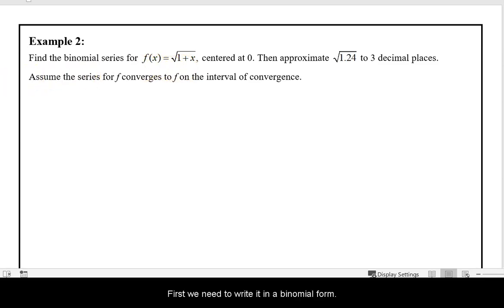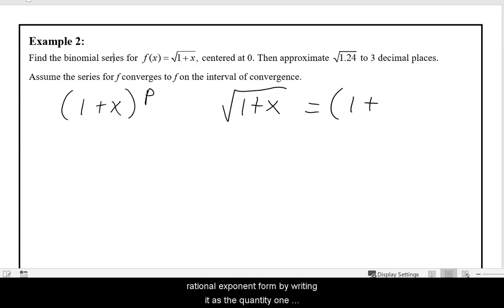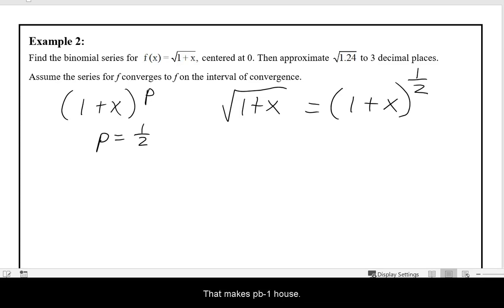First, we need to write it in a binomial form. To write it in a binomial form means that we need to find a power p being applied to 1 plus x. We need to know what p is so we can compute p choose k. In this case, our p is going to be the 1/2 power. If I write the square root of 1 plus x, I could convert it to its rational exponent form by writing it as the quantity 1 plus x to the 1/2 power. That makes p be 1/2.